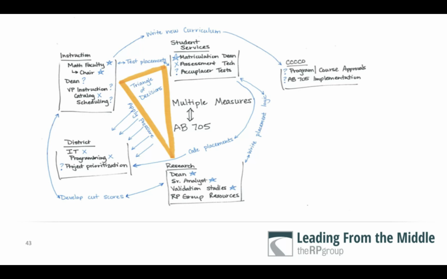Here is an example of an ecosystem map from a previous Leading from the Middle team. The map shows the various groups on campus that interacted with the project and also the role that each played and the interconnection between the groups. So this was an example of a project that was working on the adoption of the multiple measures assessments and AB 705. And you can see the key players in the system were the instruction, student services, chancellor's office, the research department, and the district.